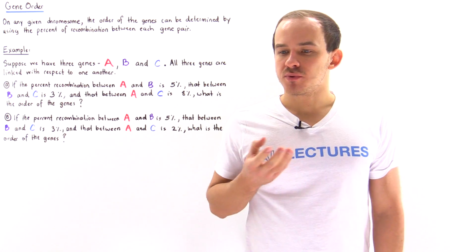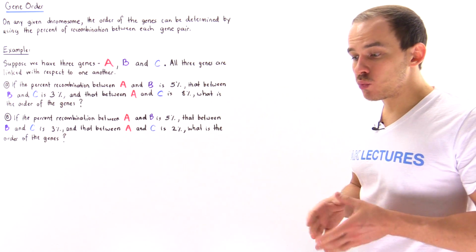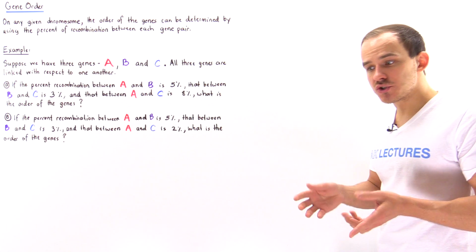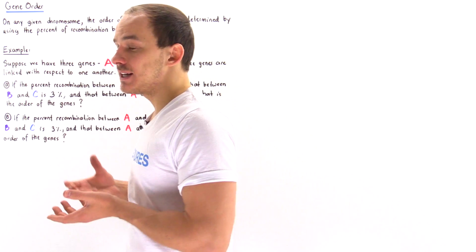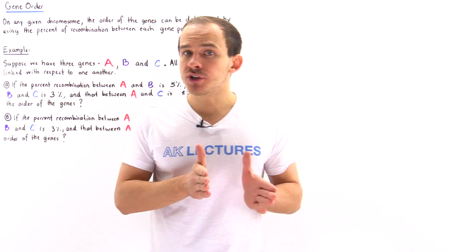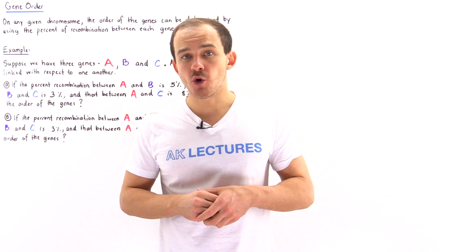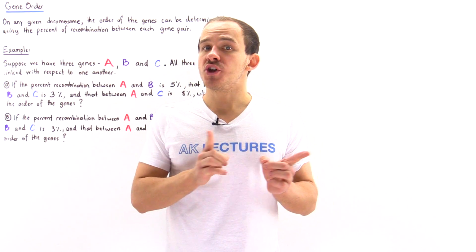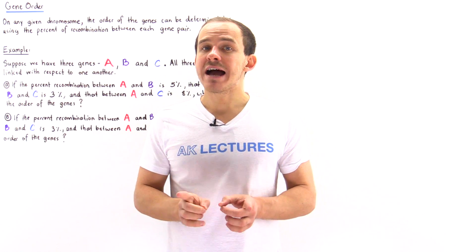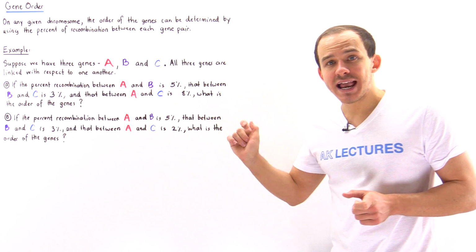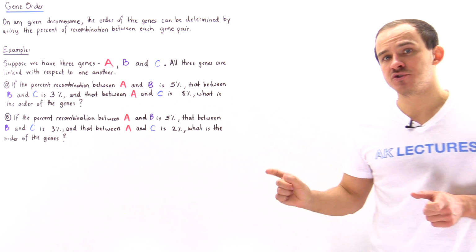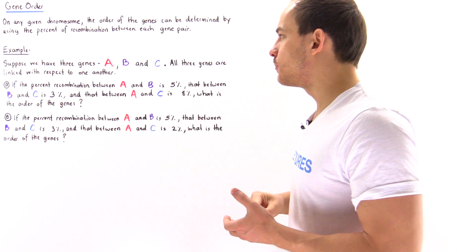Gene mapping is the process by which we determine the position of the genes along any given chromosome. Part of gene mapping involves determining the order of the genes along the chromosome. But to determine the order of the genes, we have to know the percent of recombination between each pair of genes along that chromosome.